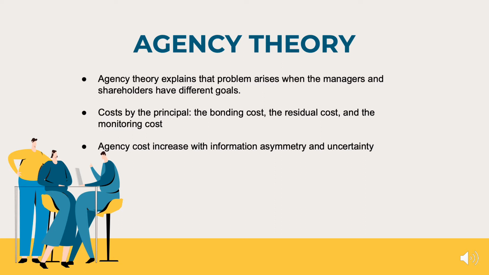And the last one is the monitoring cost. The monitoring cost is a cost incurred by the principal in order to mitigate the loss from their agent. Basically, they monitor their agent because they have different goals. And finally, agency costs increase with information asymmetry and uncertainty.